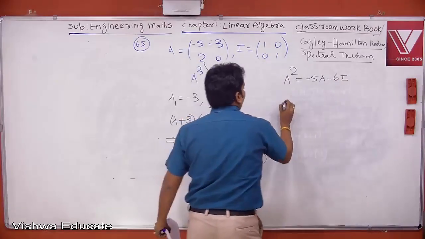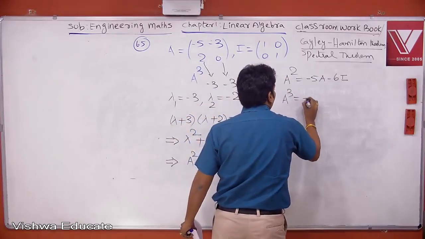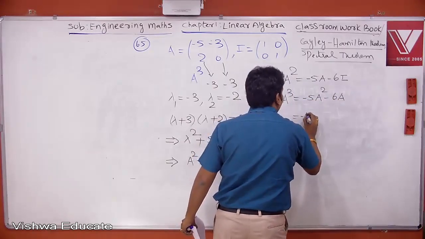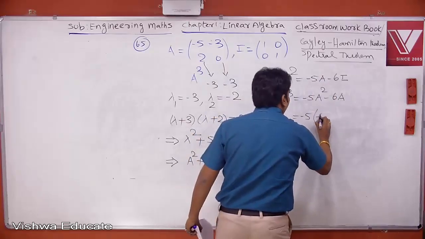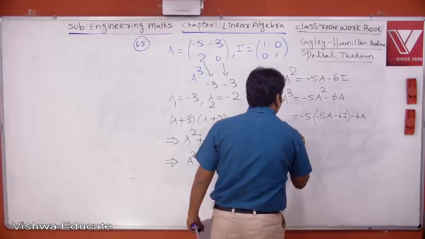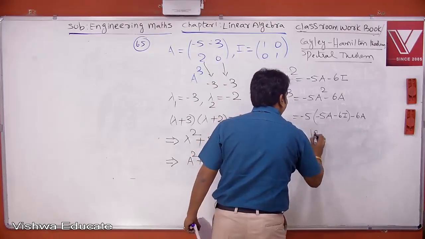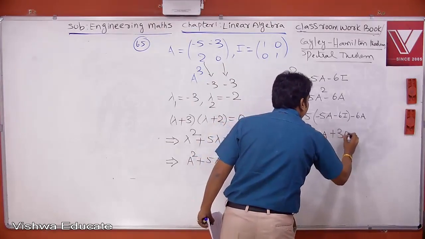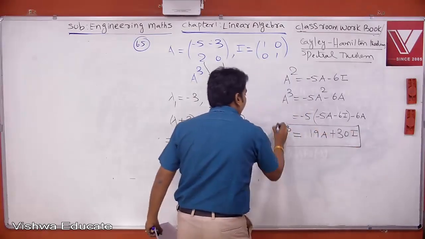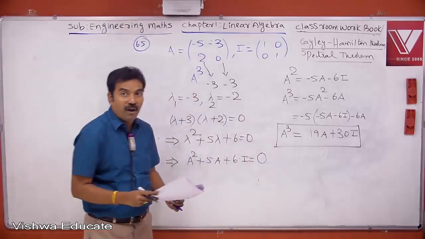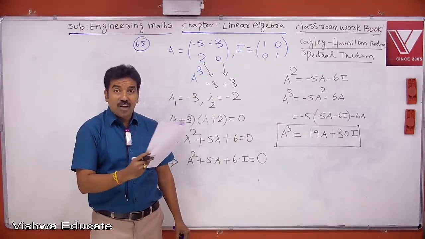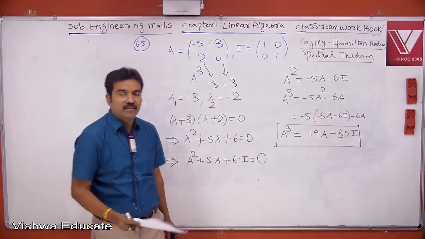But we want A cube. So multiply this with A on both sides. So A cube equal to minus 5A square minus 6A. This is minus 5 into A square is replaced by this, minus 5A minus 6I, minus 6A. So this is 25A minus 6A, 19A plus 30I. Therefore, the value of A cube is 19A plus 30I. So this is by using Cayley-Hamilton theorem. So according to options, option B is right answer. Note this.